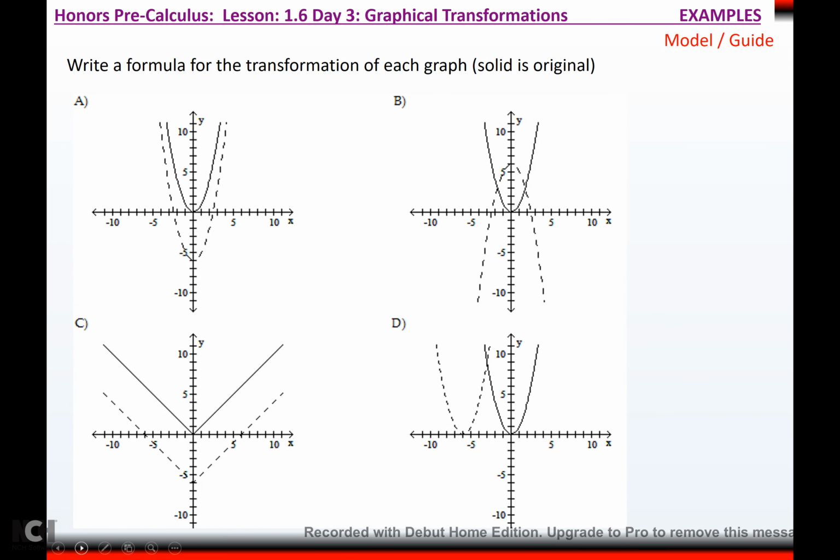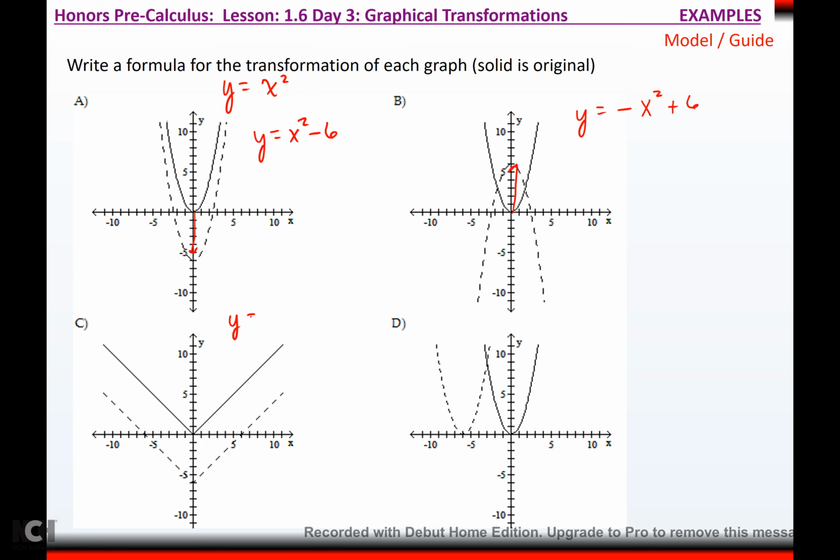Alright, so it says write a formula for the transformation of each graph. Solid is the original. So obviously the mother is the x squared function. This just went down 6. So subtract 6, not inside parentheses. This one, they turned it upside down, so you're going to have to multiply the square by a negative. And they went up 6 units, so that would be plus 6 on the end.